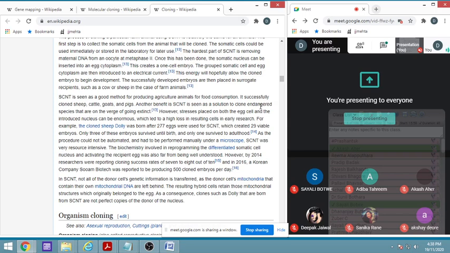It is a good method for producing agricultural animals for food consumption, without much going for sexual reproduction. It successfully clones sheep, cattle, goats and pigs. So far it has been done. Another benefit of this cloning is seen as a solution to clone endangered species.